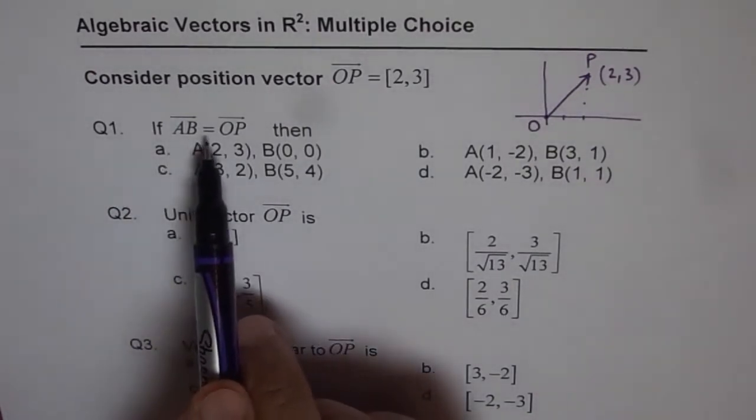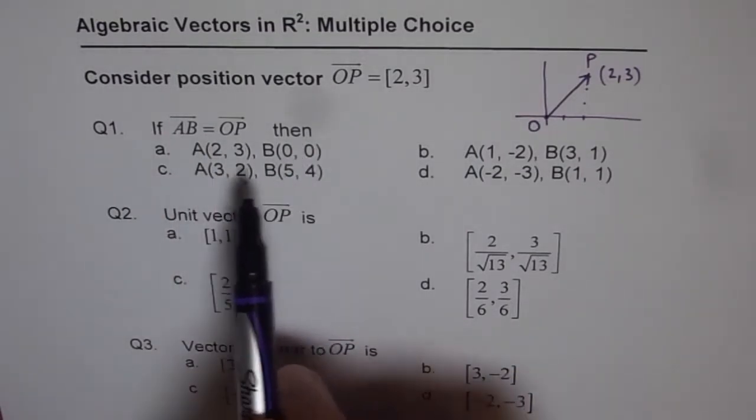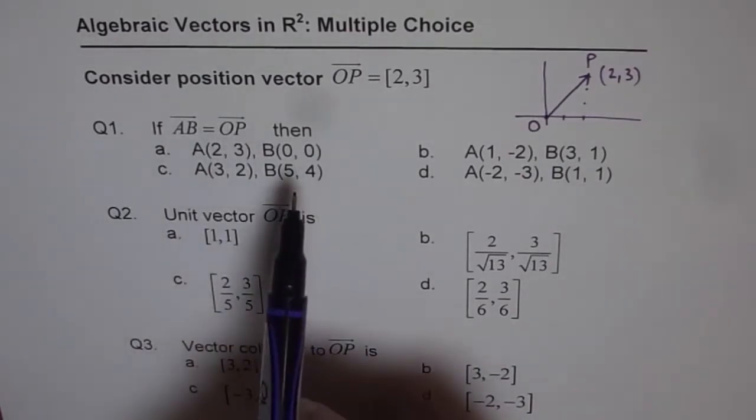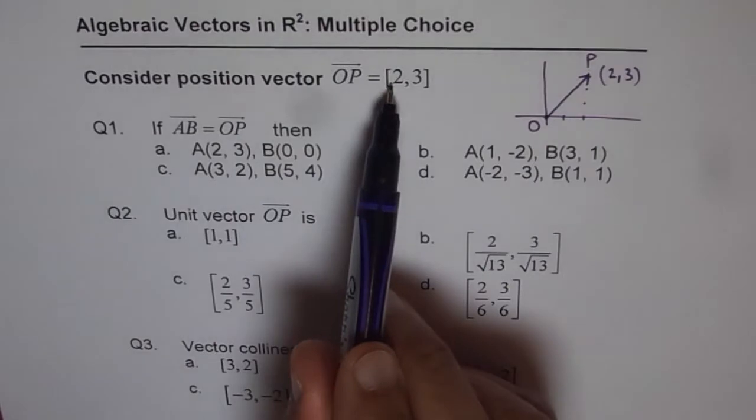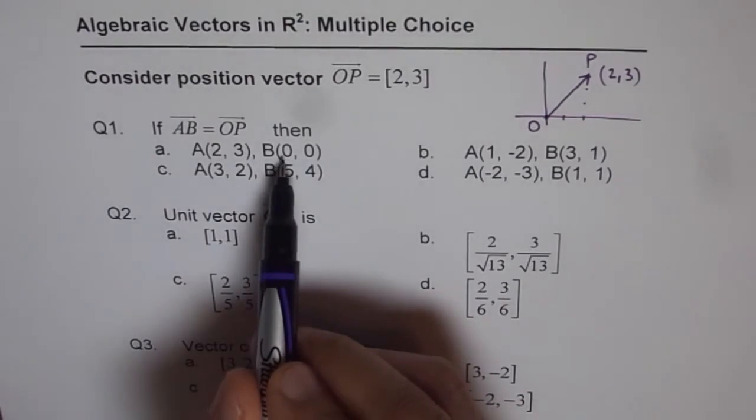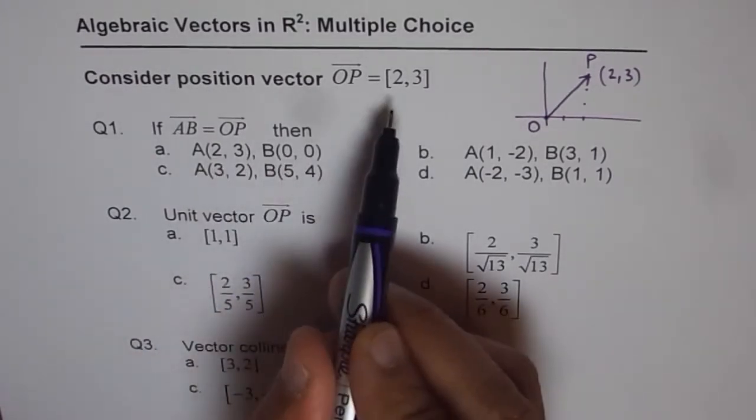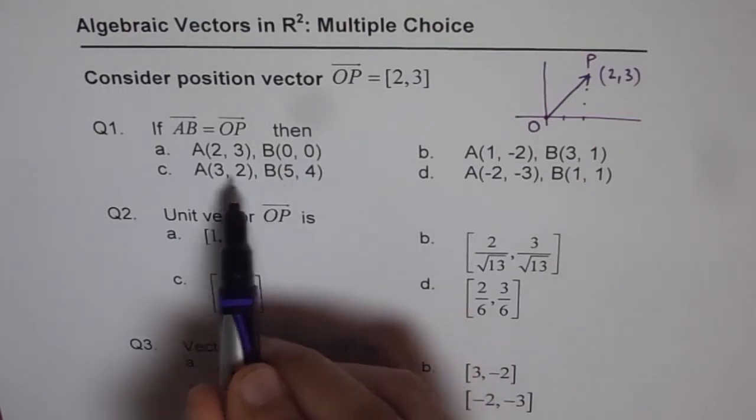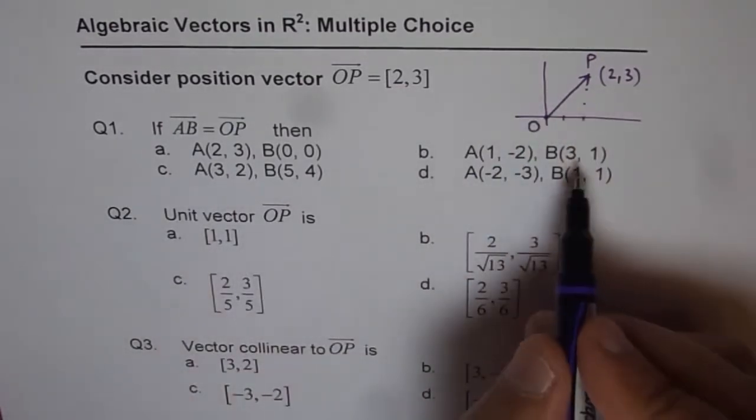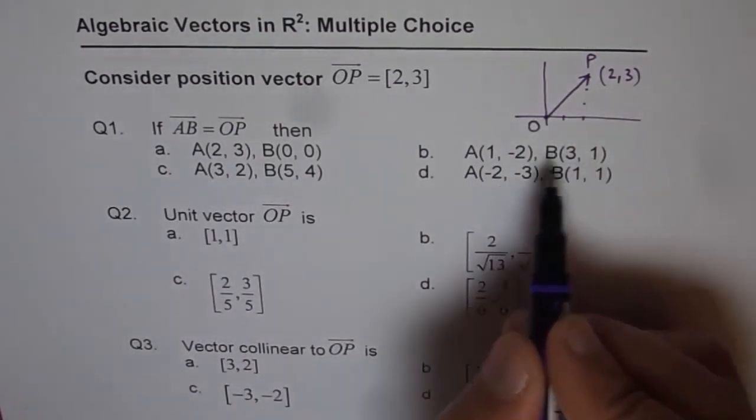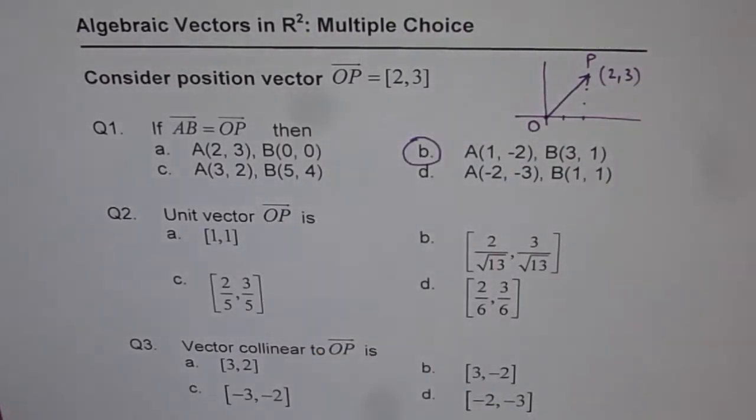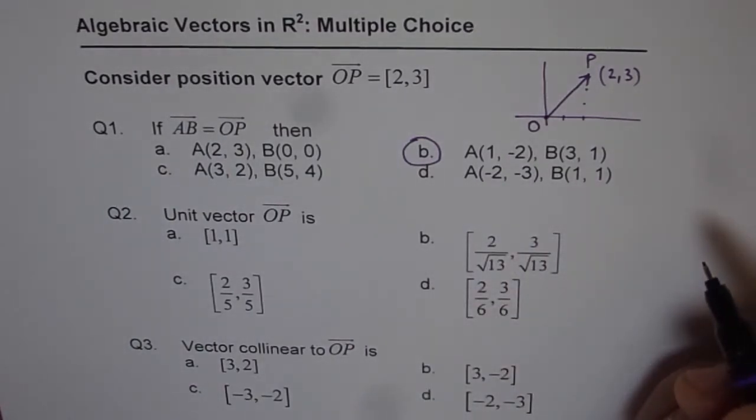Now AB equals OP, so what could the combination of A and B be? A to B is OP. That means if I do B minus A, I should get (2, 3). If you do 0 minus 2, you don't get 2, so that's not right. 5 minus 3 gives 2, that part is correct, but 4 minus 2 is not correct. So 3 minus 1 is 2, and 1 minus 2 is 3. That's correct, so this is the right option. Do you see that? That is how we can quickly get our result.